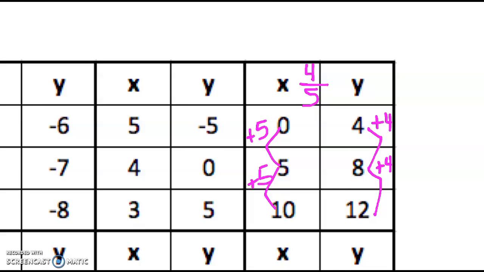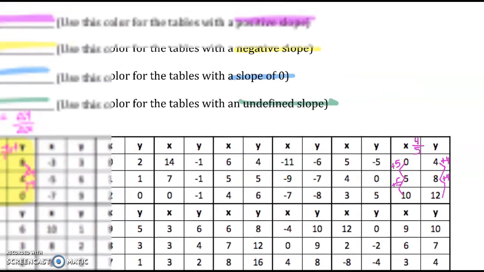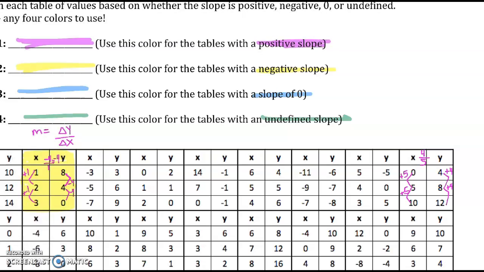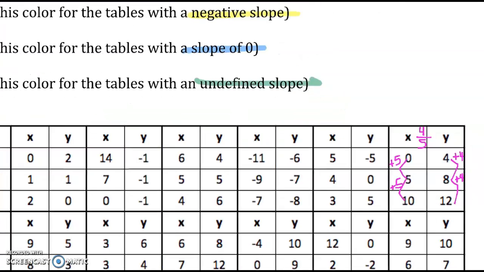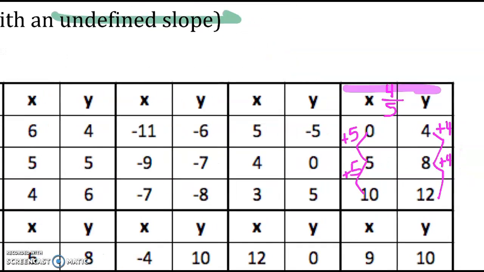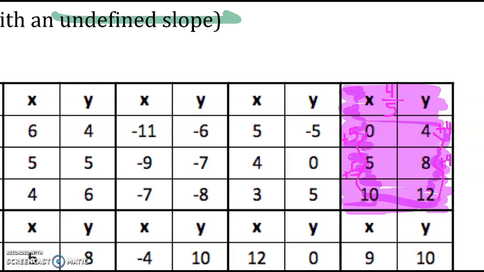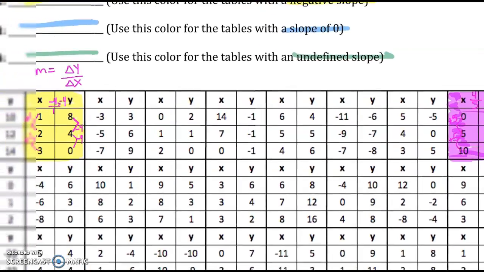So I'm going to shade that table in whatever color I chose for my positive slope. I chose purple. So I'm going to shade in that entire table. Notice I'm going to keep my work there because I know my teacher wants to see the thinking that I did to solve this problem. All right, let's do another one.